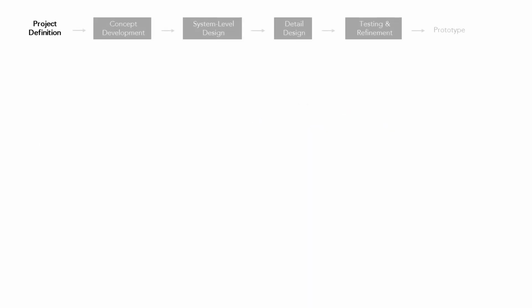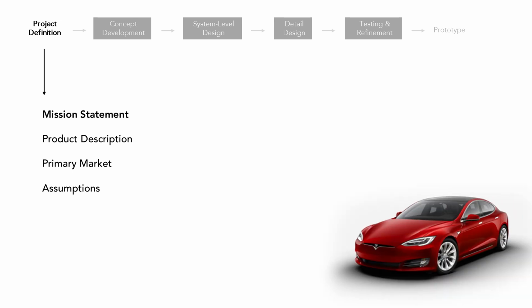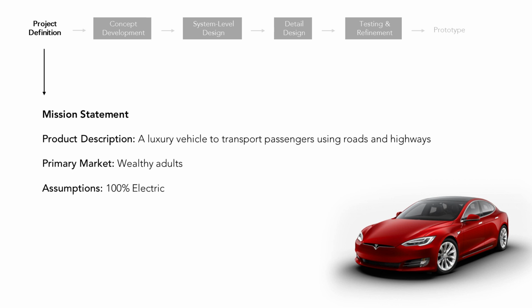A design project usually starts when the design team is given a project definition, also called a mission statement. It contains the necessary information such as what the product is all about, who it is intended for, and some key assumptions about the design. I will use the example of a Tesla Model S to illustrate the concepts that I introduce. The Model S is a luxury vehicle sold to wealthy adults. It was built around the assumption that it had to be fully electric.